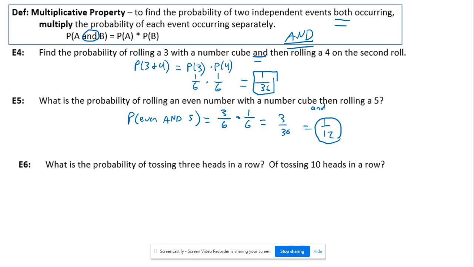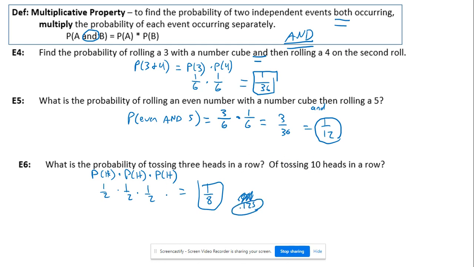For example 6, let's take a look at this. What's the probability of tossing 3 heads in a row? Well, the probability of tossing 3 heads in a row is the same as doing probability of heads and the probability of heads and the probability of heads. So that would be 1/2 times 1/2 times 1/2, which is 1/8, or 0.125.